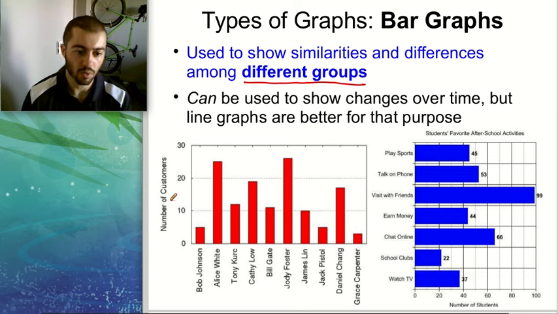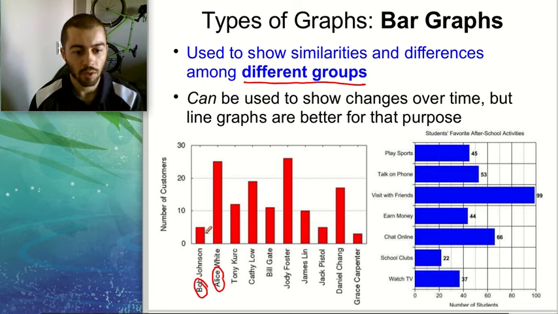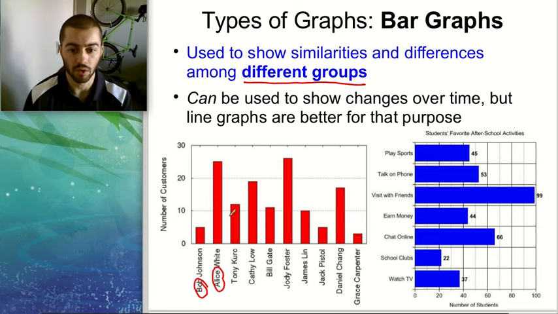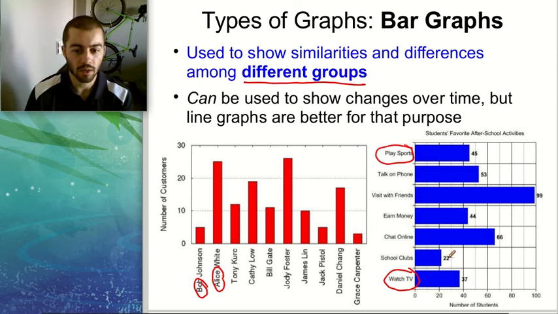So this graph here was showing how many customers each of these employees served every week, right? So we could compare how many customers Bob served to how many customers Alice served, right? And the bars make it very easy. We're just getting a customer count here on the y-axis. The bars make it very easy to compare between these different groups. And over on the right here we have after school activities, right? So how many students liked each of these after school activities? We can compare how many students like to play sports compared to how many students like to watch TV at home, right? So we can easily compare between groups with a bar graph.